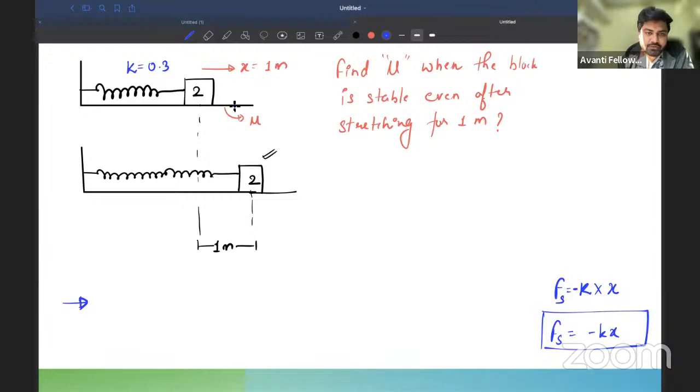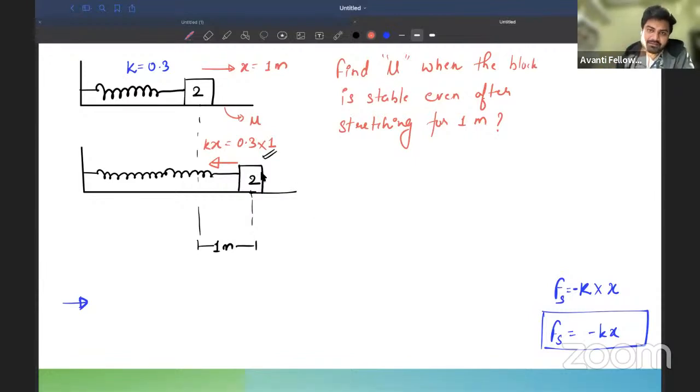Okay, let's continue. So क्या होगा? What will happen when you stretch by 1 meter? Spring will say, oh, where are you taking my block? मेरा block पीछे आने दो. कितने से आने दो? kx. k कितना है? k is 0.3. x कितना है? 1 meter. So block will be pulled by 0.3 newtons.